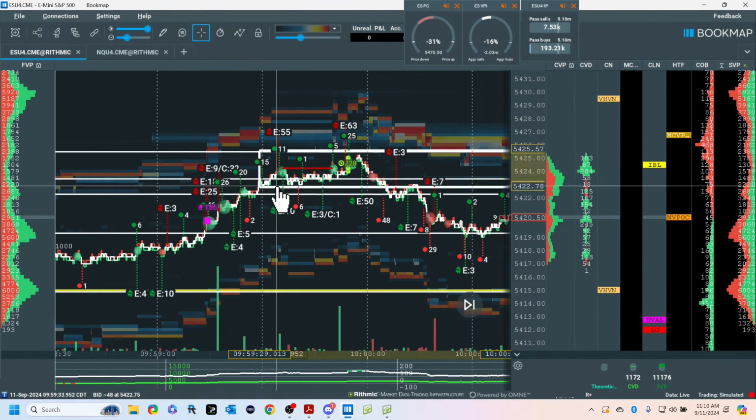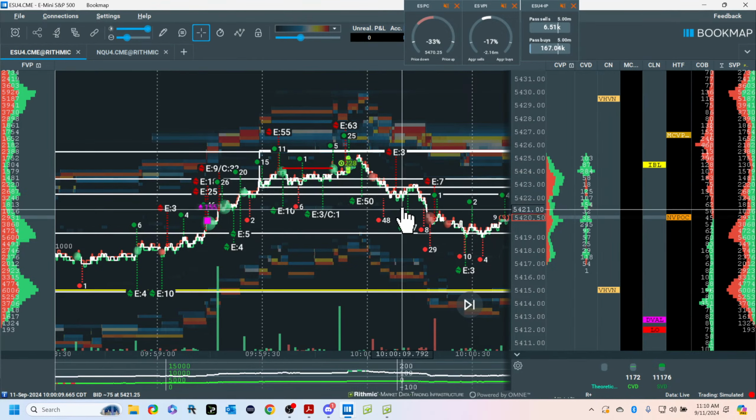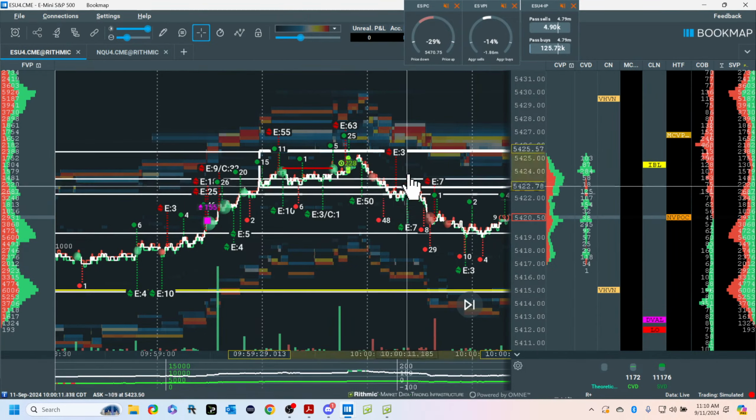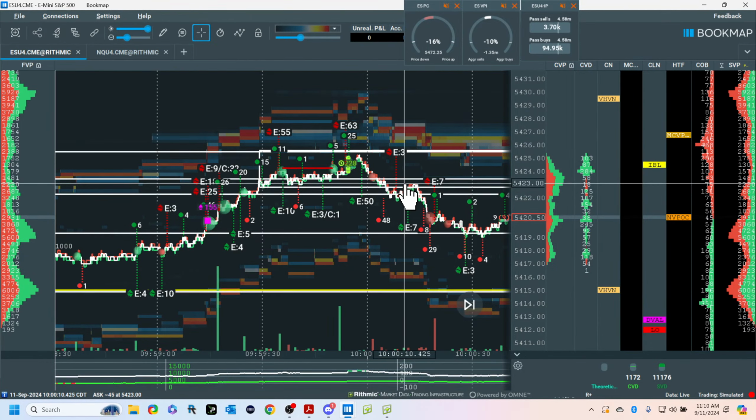So chop, chop, chop, break high, break low. This is a selling structure. I pull back in here. This is an entry. This is an entry. This is an entry. This is a short. Now, where are you trying to go?